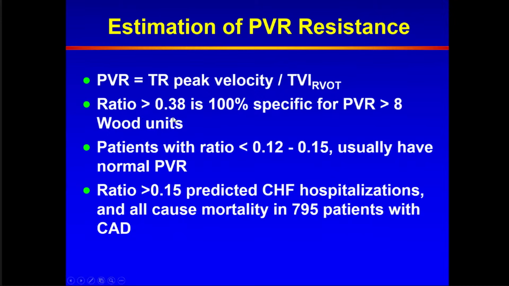approximation. A value more than 0.38 was 100% specific, but for a very large pulmonary vascular resistance, more than 8 Wood units. A value less than 0.12 to 0.15 is usually associated with a normal pulmonary vascular resistance. And for those interested in looking at values and how they relate to outcome, a cutoff of more than 0.15 predicted hospitalizations due to heart failure and all-cause mortality in 795 patients with CAD from the Heart and Soul study.